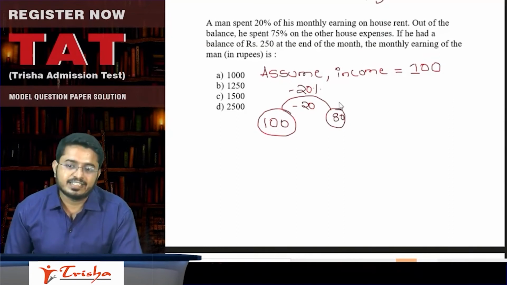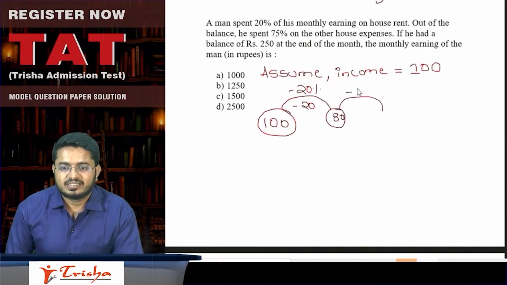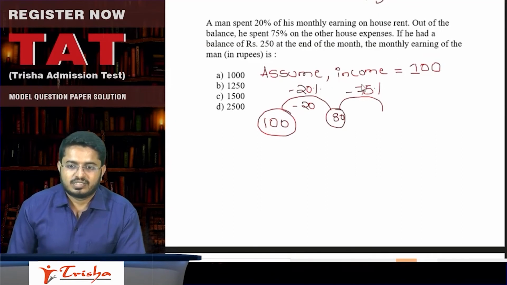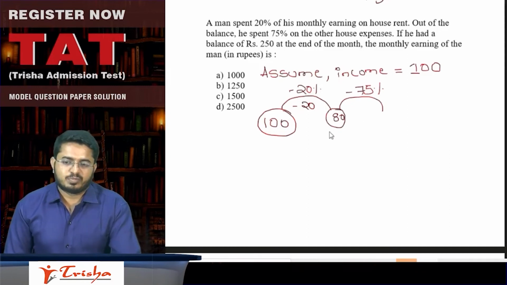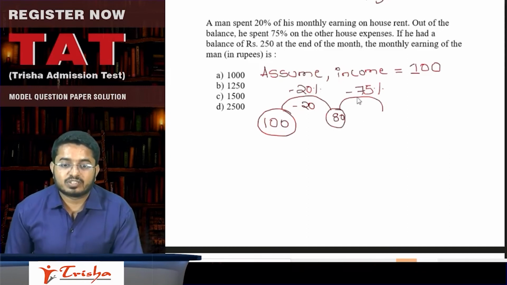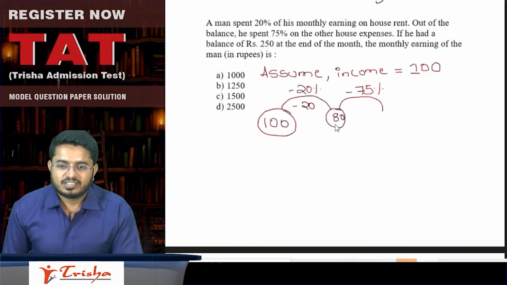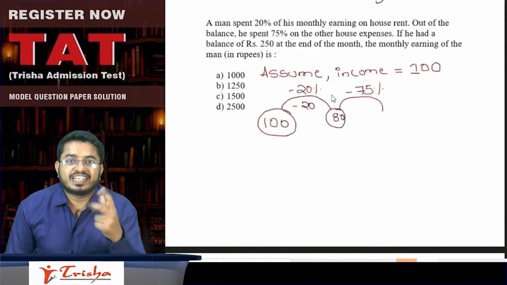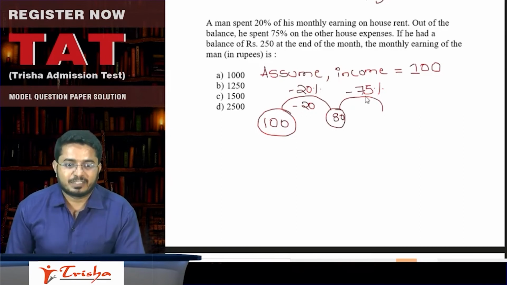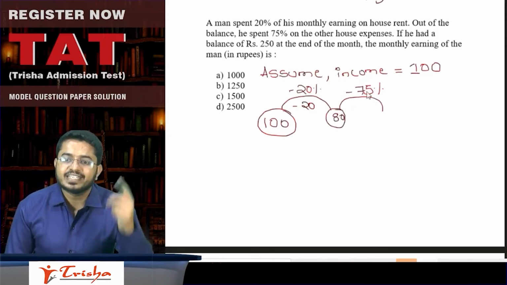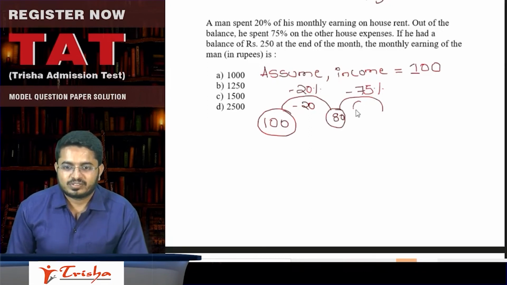Out of this 80, 75% minus 75%. See here, 75% of 80. How do you find out? 1/4 is 25%, correct? So 1/4 of 80 is 20. We want 75%, right? So 20, 40, 60. So we have to deduct 60 from 80.